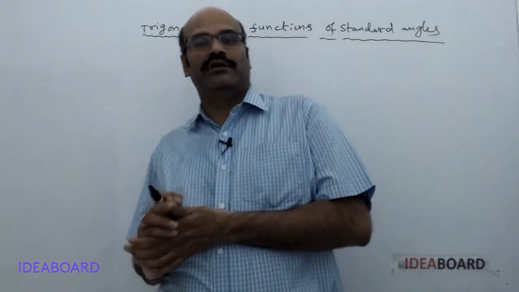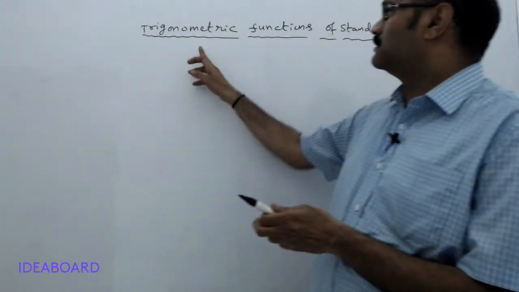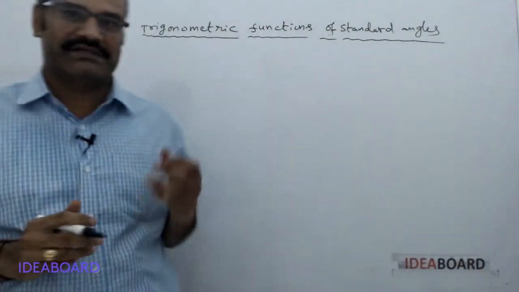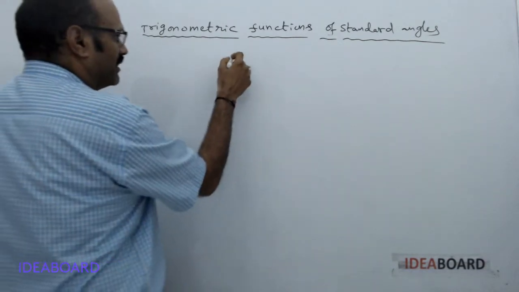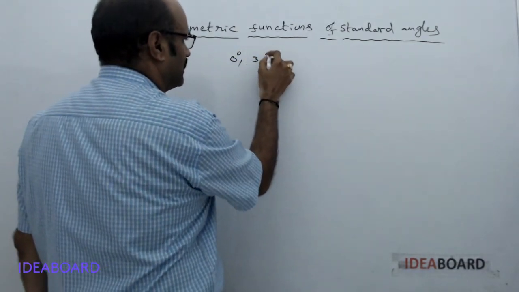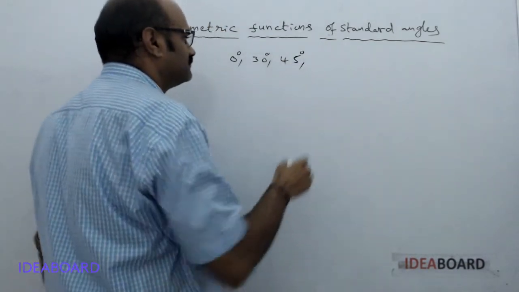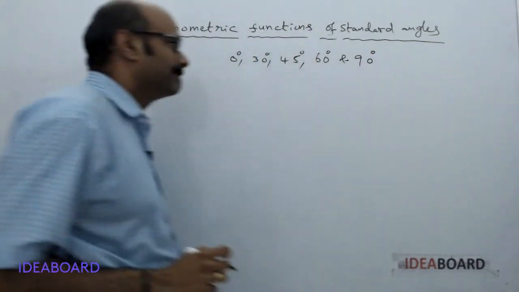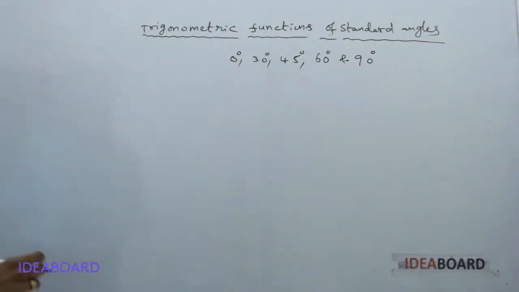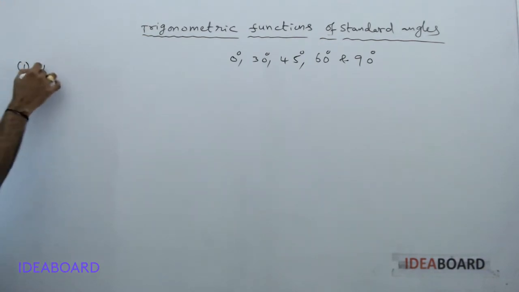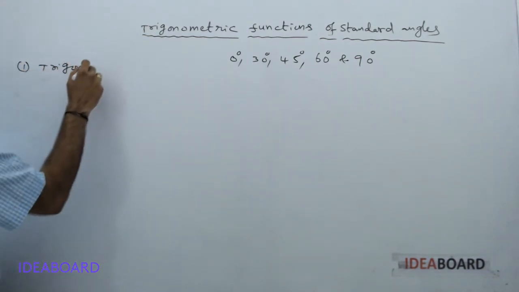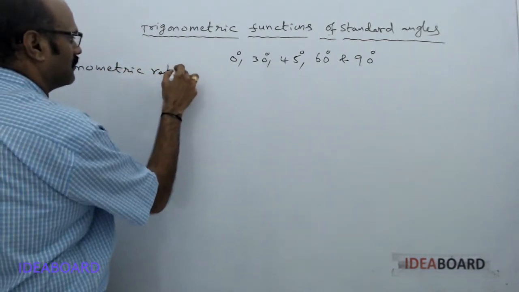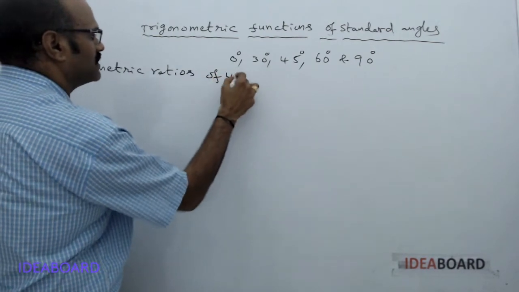Hi students, today we are going to find the trigonometric functions of standard angles. In this section, we will discuss trigonometric ratios of 0 degrees, 30 degrees, 45 degrees, 60 degrees and 90 degrees. First we discuss trigonometric ratios of 45 degrees.